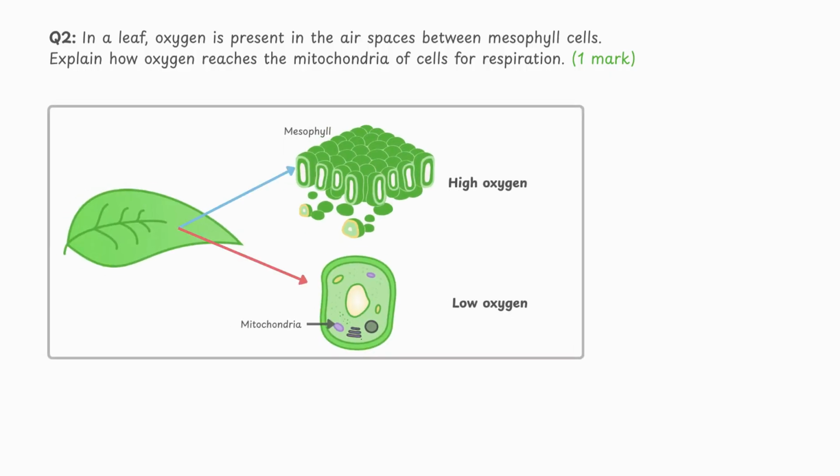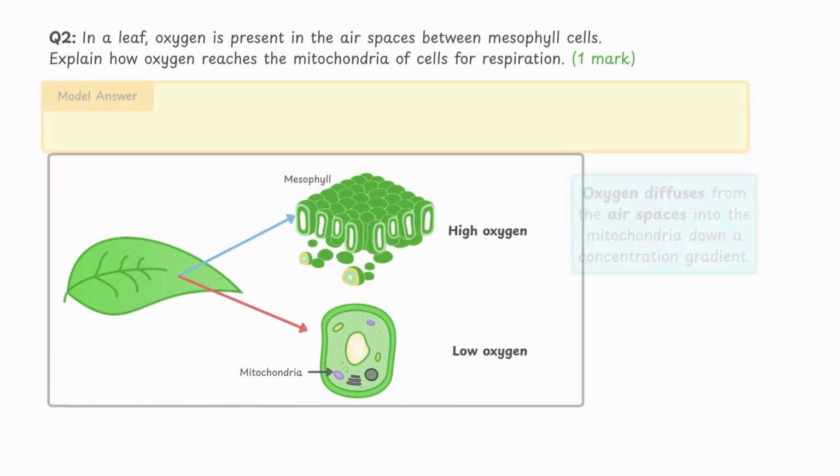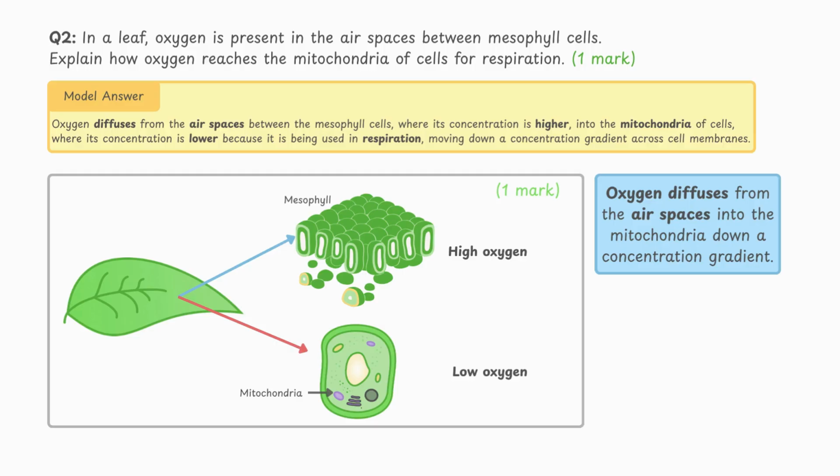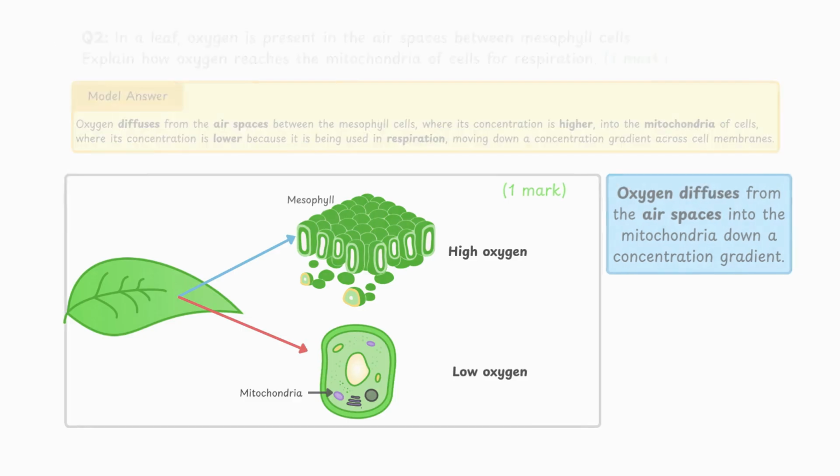In a leaf, oxygen is present in the air spaces between the mesophyll cells. The concentration of oxygen is higher in these air spaces. Inside the mitochondria of cells, oxygen is constantly being used for respiration. This means the concentration there is lower. So oxygen diffuses from the air spaces into the cells and into the mitochondria, moving down its concentration gradient across cell membranes. This allows respiration to continue.